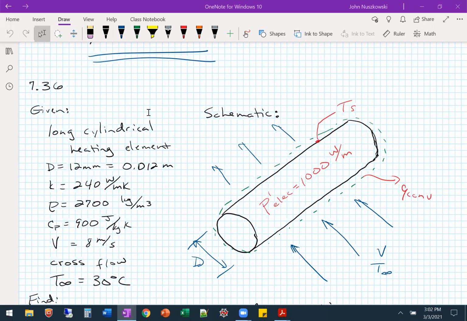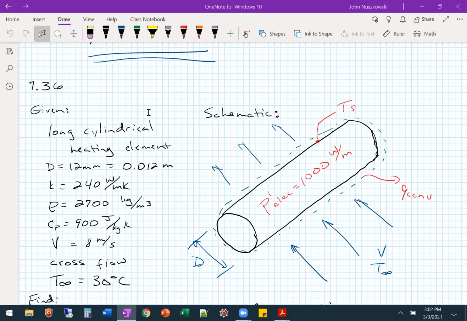Part A, neglecting radiation, estimate the steady state surface temperature when per unit length of the heater electrical energy is being dissipated at a rate of 1,000 watts per meter. And then part B is if the heater is activated from an initial temperature of 30 degrees Celsius, estimate the time required for the surface temperature to come within 10 degrees Celsius of its steady state temperature.